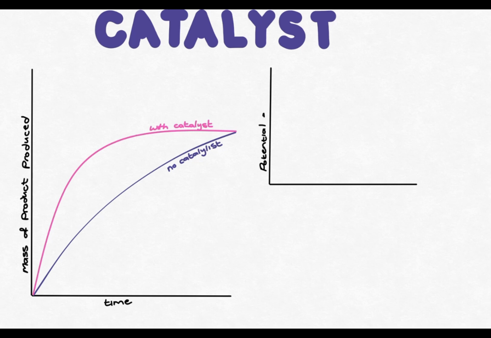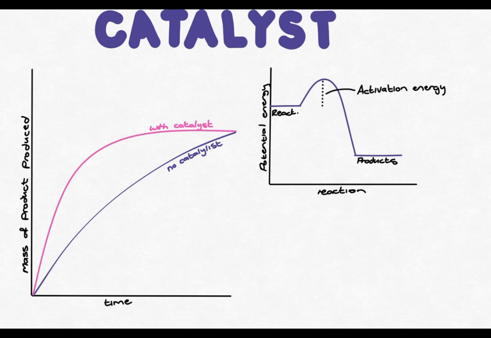So when we look at a graph of potential energy over reaction for a reaction without a catalyst, we can see that our reactants have a high energy, we then have a high activation energy, and our product has less energy. When we add a catalyst, our reactant's potential energy stays the same, but the activation energy lowers because of the different reaction pathway that's given by the catalyst. The product's energy also stays the same.